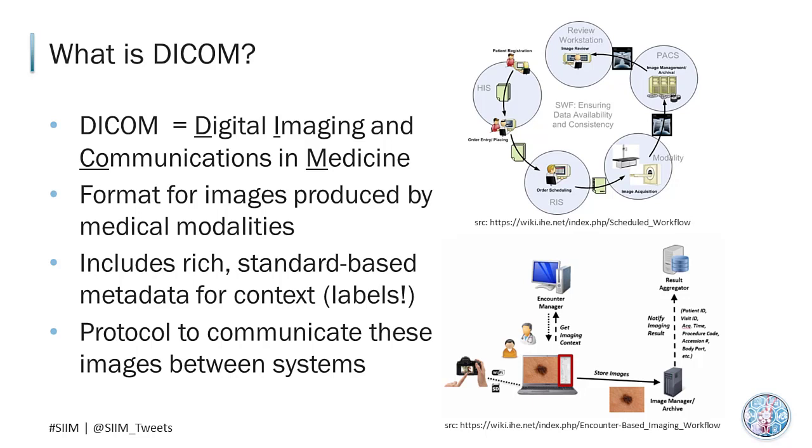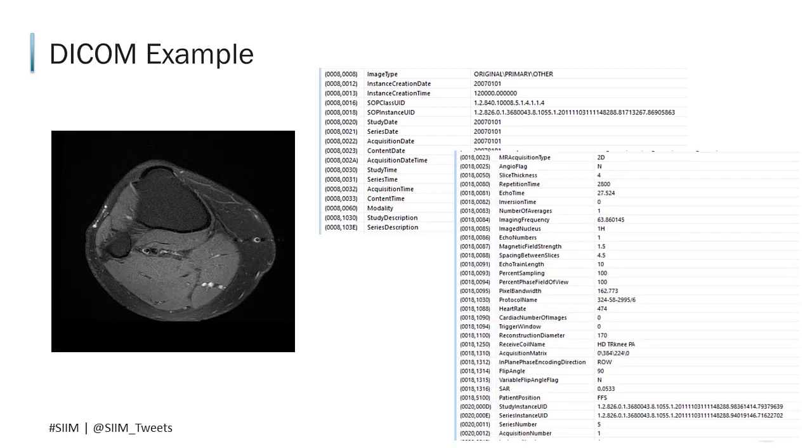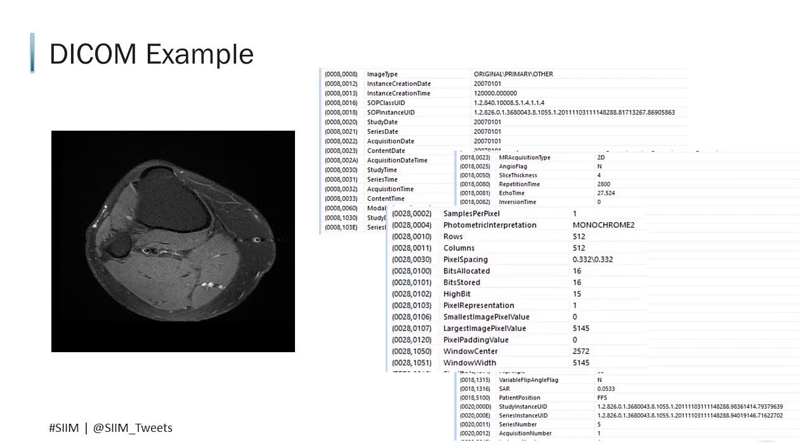In addition to just being the format, DICOM also defines how to transmit these objects between systems. Here is one of your examples. And here is some contextual data about the study or the series. Here is some acquisition-specific metadata about these MR images, as well as some specific pixel data. Whoa, cool. That could be really useful for analytics.